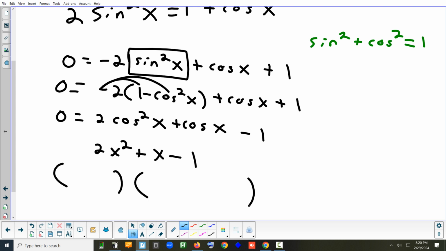Okay, when we try to factor it, what would be our first term in each parenthesis? And let's try to do it with the cosines if we can. Yeah. Cosine x and then cosine. Oh wait, no, cosine x. Wait, no.